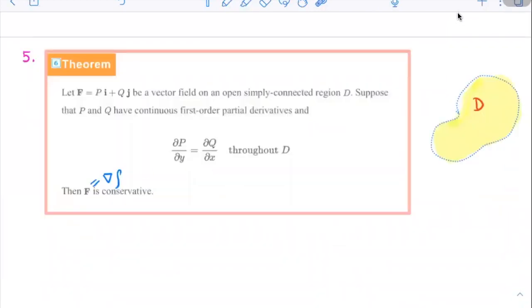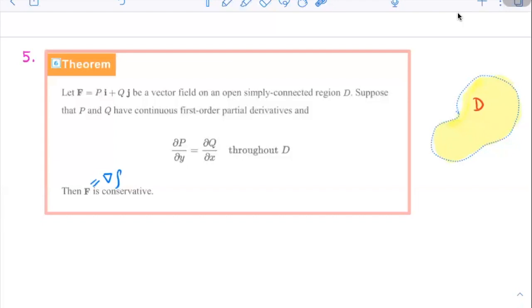Next, we learn about if the big F function is a vector field on an open and simply connected region D. Open means it doesn't contain any of its boundary. Simply connected means it doesn't have any hole in it and it's not separated into different pieces.